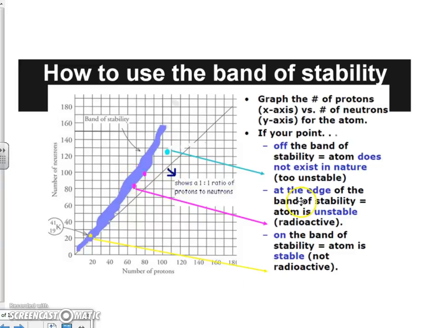So how to use the band of stability? Well, again, neutrons versus protons, it'll always be like that. If you are off of this band, it doesn't exist in nature. At the edge, you are unstable, and if you're on the band, you are stable.